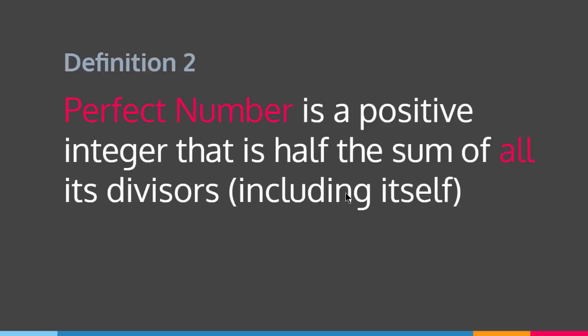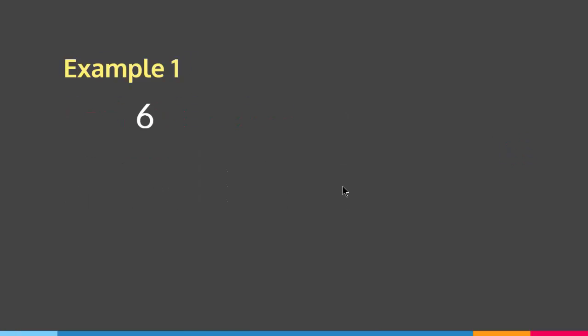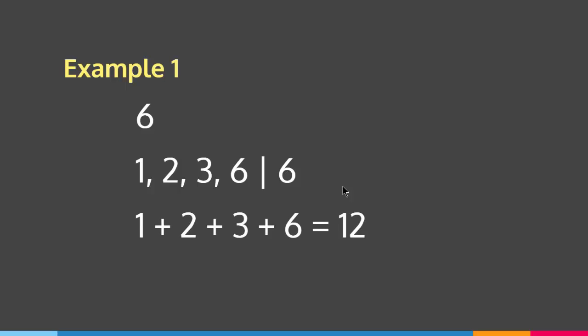The second definition of a perfect number is a positive integer that is half the sum of all the divisors, including itself. So take 6 for example. The divisors of 6 are 1, 2, 3, and 6. 6 can divide 6. If you sum these numbers together, they equal 12. And as you can see, 12 is twice 6, or 6 is half of 12. If we have a case like that, such that a number equals half of the sum of its divisors, including the number itself, then that number is a perfect number.